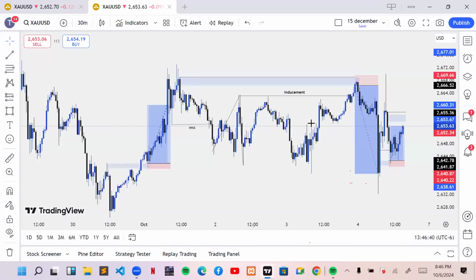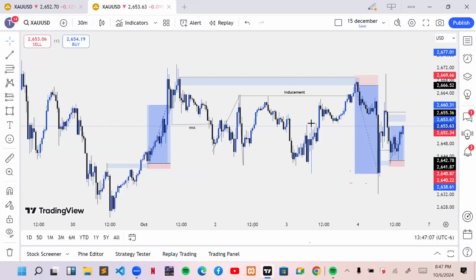So like I said, the inducement is the first valid pullback that the market makes after a shift in market structure or a break of structure. That is what your inducement is. That is what I use as my liquidity. Do you understand? So first of all, if you open your charts, the first thing you should look out for is the market structure part of my strategy. Am I seeing a break of structure or am I seeing a market structure shift?